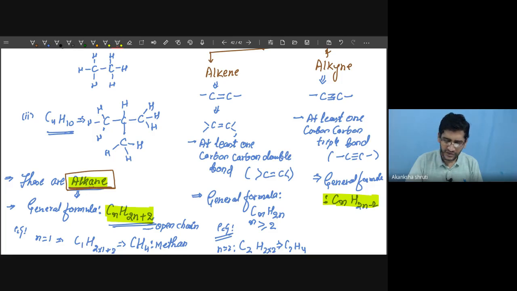It is the general formula that we need to keep in mind. Okay, students? These are very important. Now the criteria: can n be 1 here? Between one carbon, how is the triple bond possible? Is it possible? So at least 2 carbons are required in this case. Okay, students? So at least 2 carbons should be there. That is important.